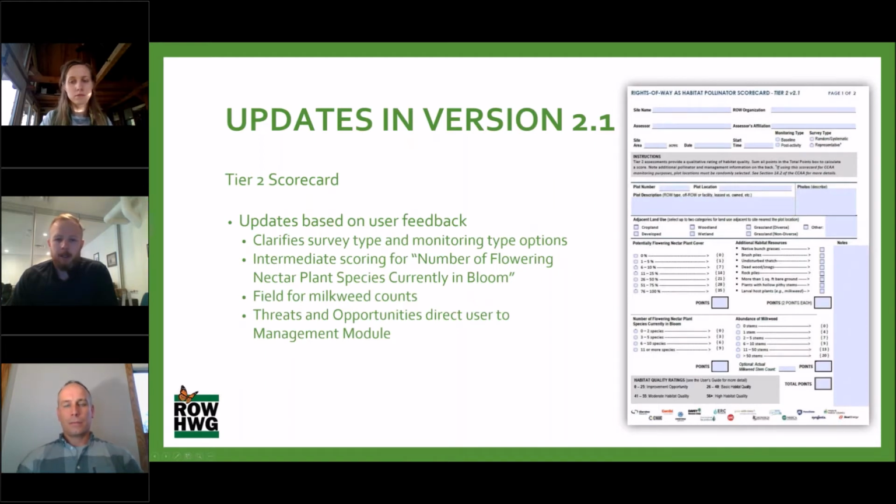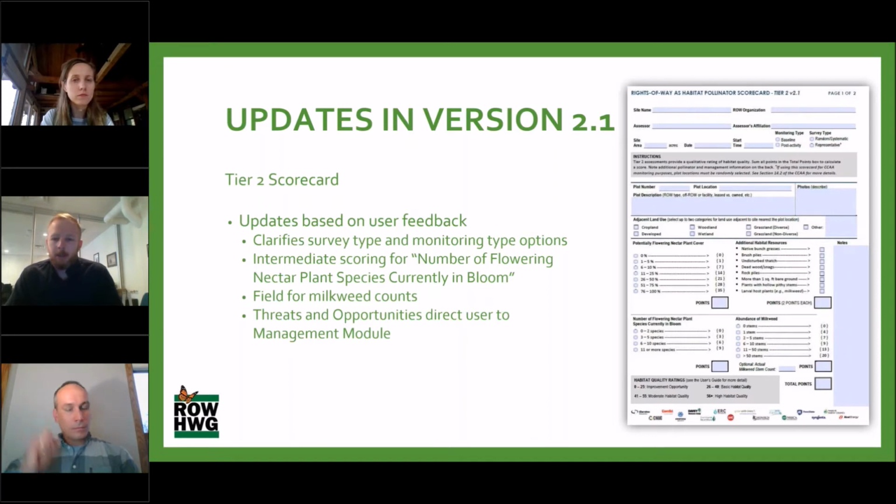This scorecard is going to give you a little bit more information on your habitat. So we'll be asking about the percent cover of potentially flowering nectar plants, pollinator habitat resources, the number of different nectar plant species currently in bloom, and the abundance of milkweed. And with the Tier 2 scorecard, you're going to get a habitat quality rating. So it's not just a yes/no determination of habitat within the plot. It'll actually give you one of those habitat quality ratings, and we'll take a look at those in just a second.